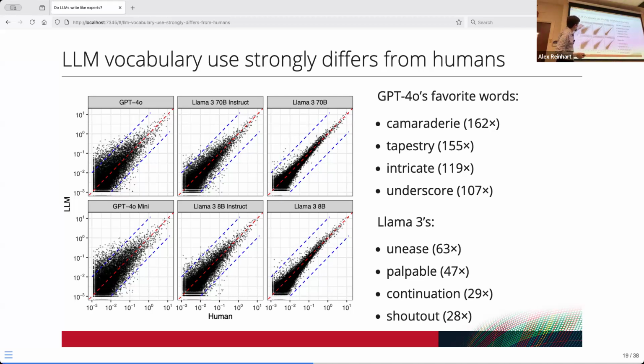And if you look in this off diagonal, for instance GPT-4o, you find, for instance, camaraderie, that it uses 162 times more often, or tapestry. And some of these overlap, interesting. So Llama 3 loves, for instance, palpable. That's like number 6 on ChatGPT's list. Well, there's a sentence in the corpus where ChatGPT wrote, the camaraderie is palpable.